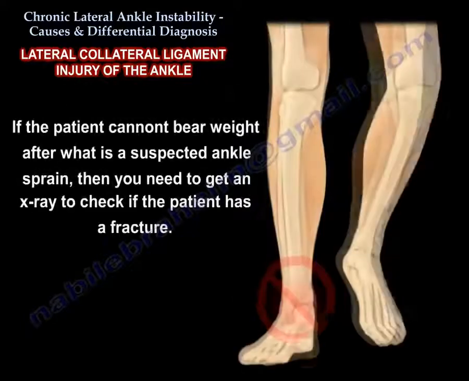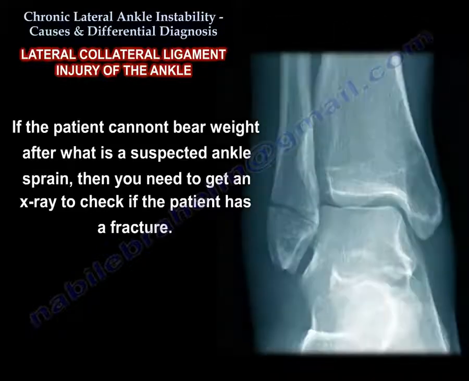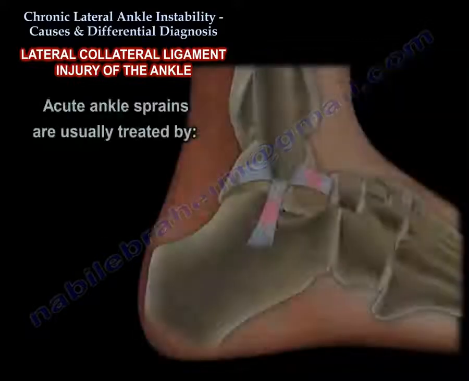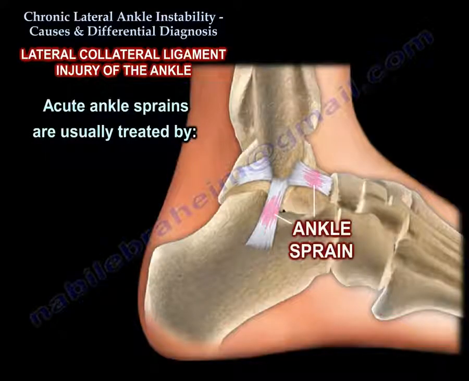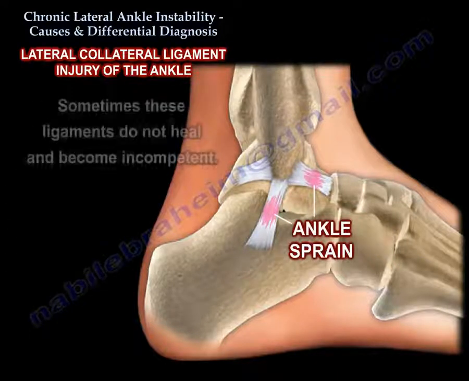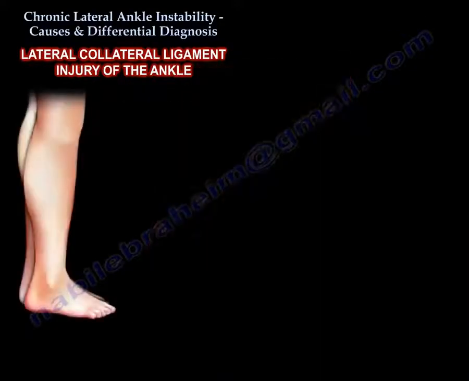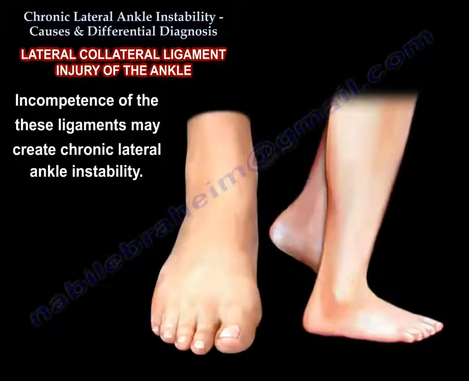If the patient cannot bear weight after what you suspect is an ankle sprain, then you need to get an x-ray because the patient may have a fracture. Usually you treat an acute ankle sprain with immobilization, ice, physiotherapy, and rarely surgery. Sometimes these ligaments don't heal and become incompetent, creating chronic lateral ankle instability.